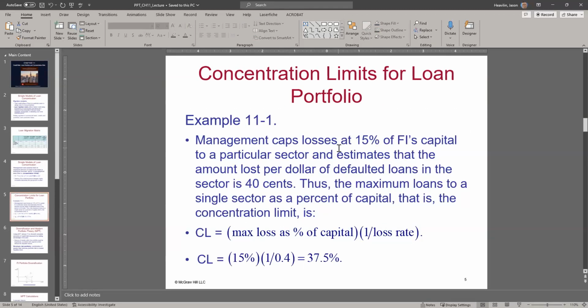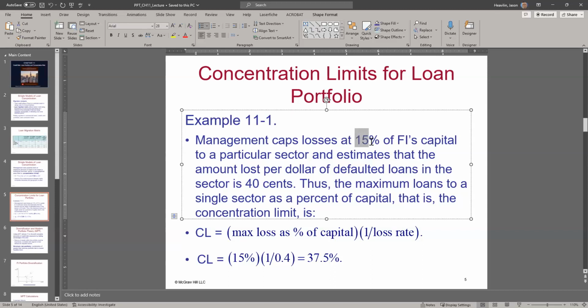Here's an example. Management caps losses at 15% of financial institutions' capital to a particular sector. So they're just doing a sector, but this would apply to any of the other items we spoke about. You just get a percentage. That is the maximum they're willing to lose in that sector, and estimates that the amount lost per dollar of default loans in the sector is 40 cents. That's about 40%.